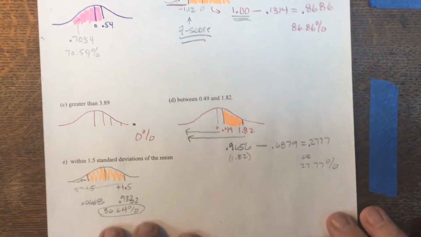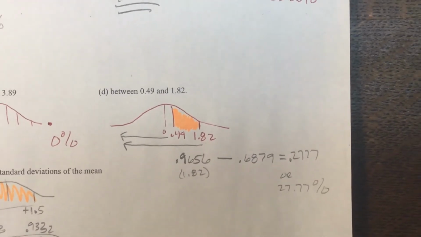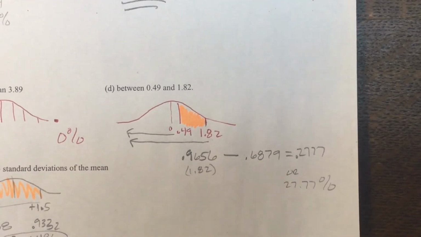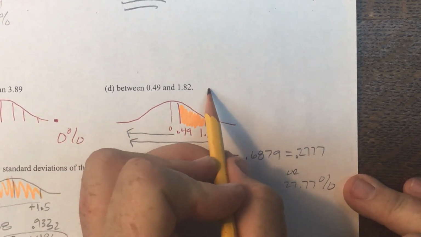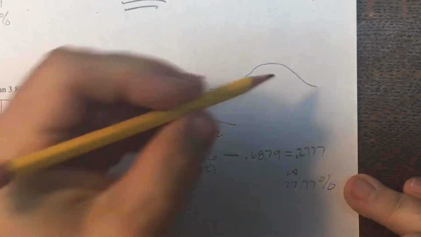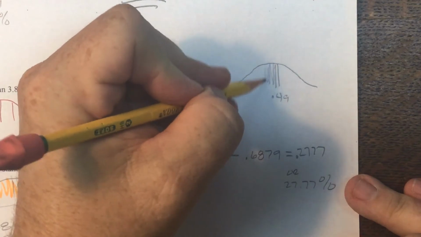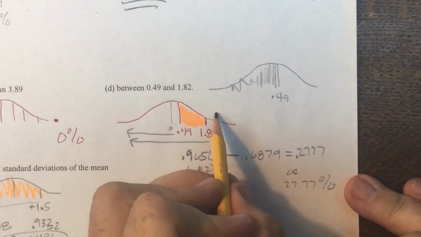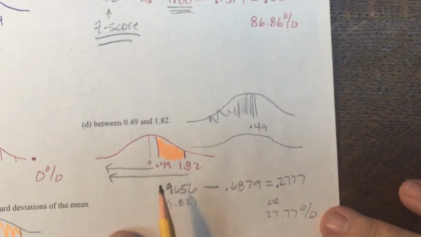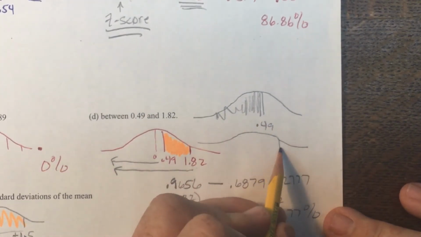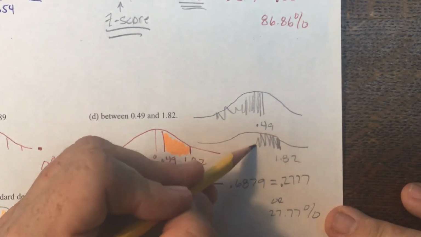Here's the next piece here. We end up having to find the area between the two. So when you're dealing with this, you still find the area to the left. I'm going to draw this out a little differently. So this is going to be 0.49, and we're going to find the area to the left of that. That was a horrible drawing. This one here is 1.82, and we're going to find the area for that.